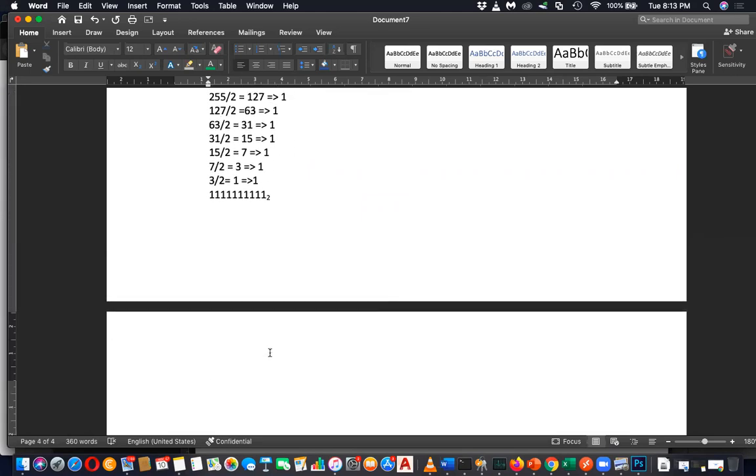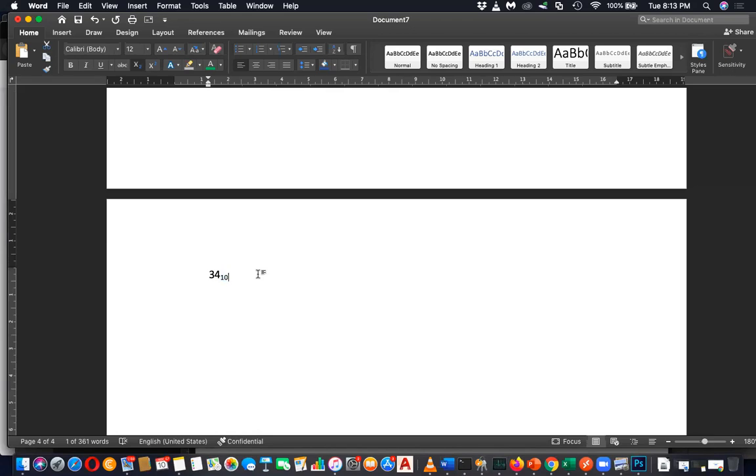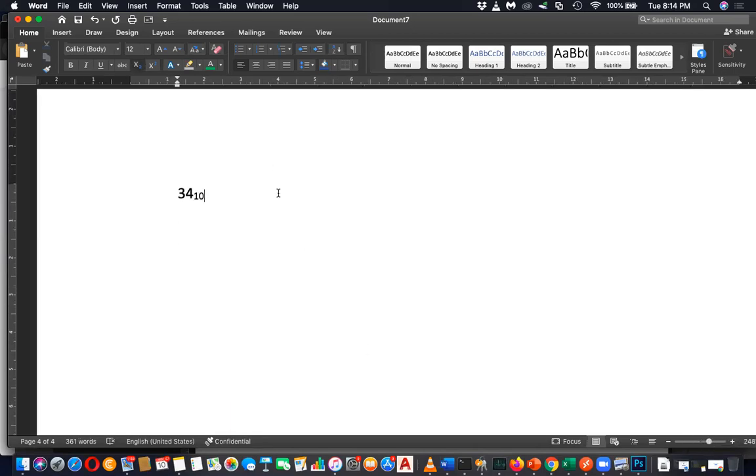I'll give another number, 34. 34 in decimal. Can you convert this to octal? Can. How? Dividing by 8. Yeah. Octal number system means, you know, base 8. If the base is 8, the mechanism is you have to divide 34 by 8, then write the value, it is 4. And the remainder is 2.